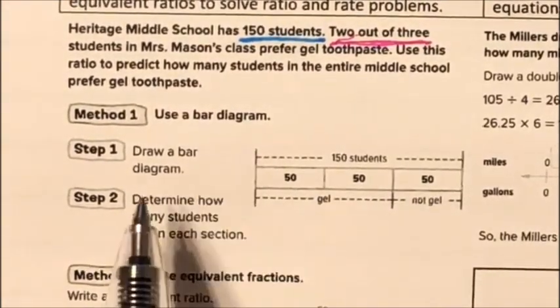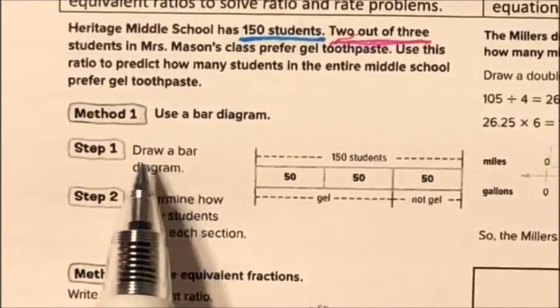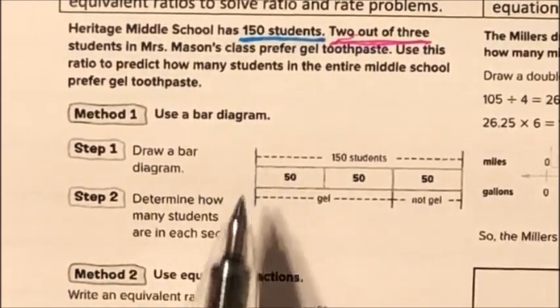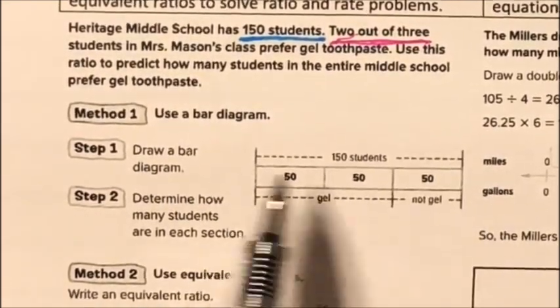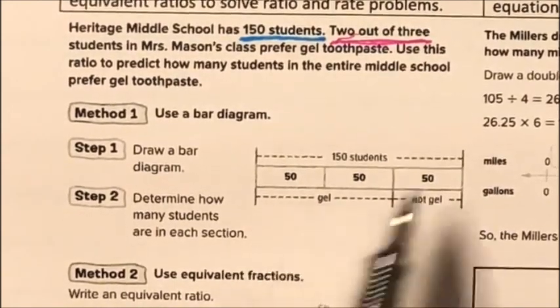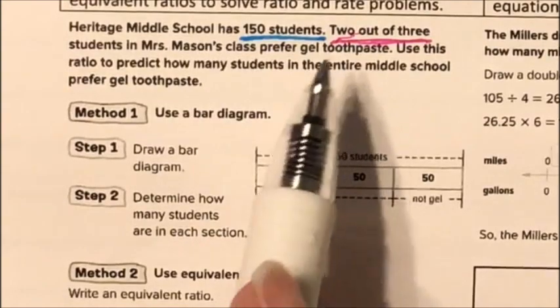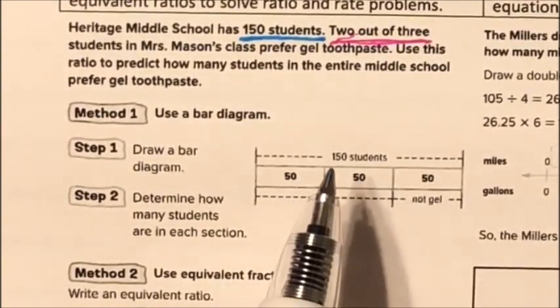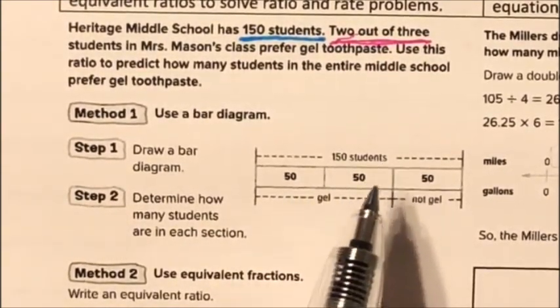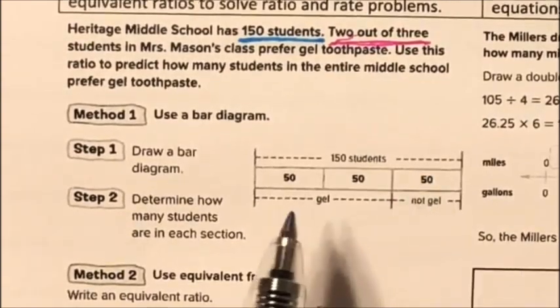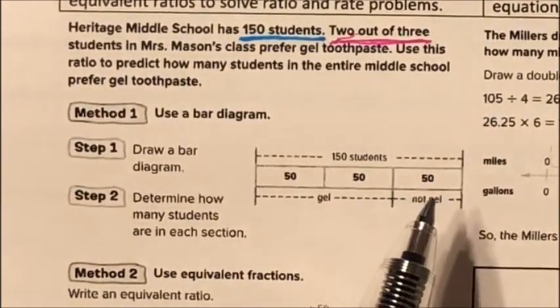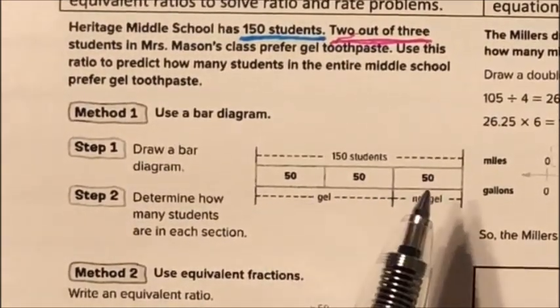So here's my bar diagram. Step 1, I draw a bar diagram. So I did that. Here's my bar. So this is 150 students on top. Now it says 2 out of 3, so I can break it into 3 sections. 1, 2, 3. 2 preferred gel, 1 did not. So 2 out of 3.